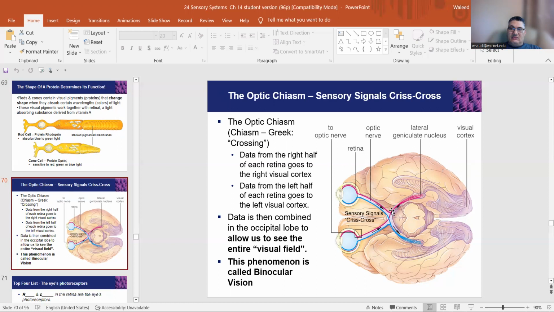After the optic chiasm, you have the optic tract, that will take it to something called the lateral geniculate body, and it will go all the way to the visual cortex. But what we need to remember here is what's after the photoreceptors in the retina: optic nerve, optic chiasm, optic tract, and then the visual cortex. Where's the visual cortex? Here, the occipital lobe in the back.